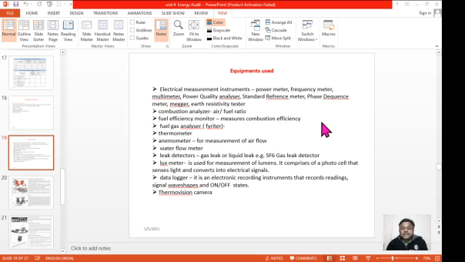So I think this is enough about the different types of instruments used in energy audit, or what you call as energy audit instrumentation.